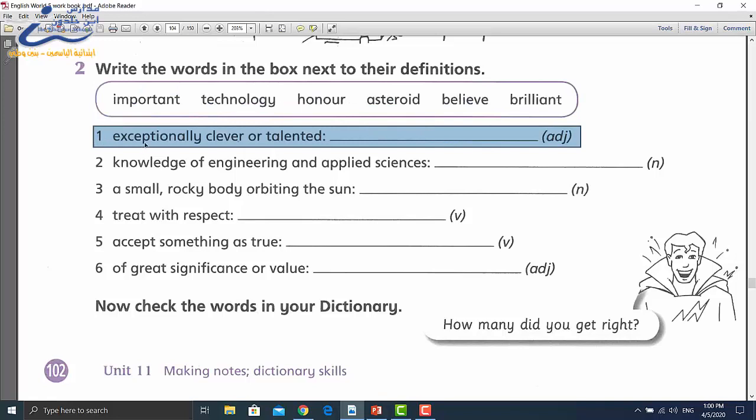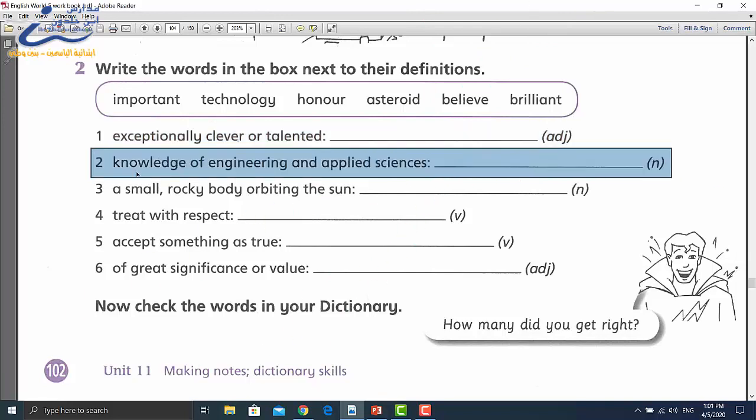Number 1. Exceptionally clever or talented. We are going to choose a word that is an adjective. Great. The answer is brilliant. Exceptionally clever or talented. It's brilliant.